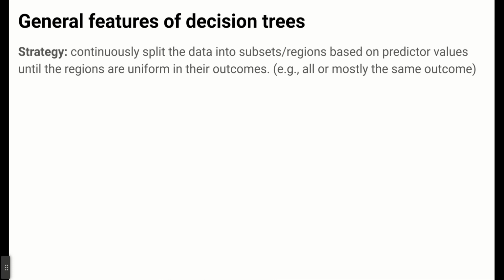In general, the strategy that decision trees use for making predictions is to continuously split the data into data subsets, also called regions, based on the predictor values, until the outcomes are fairly uniform in that region. By fairly uniform outcomes, we mean that within that subgroup, all or the vast majority of cases have the same outcome.